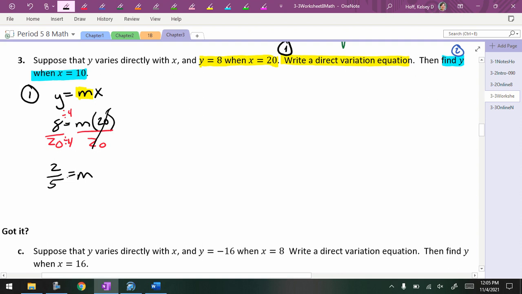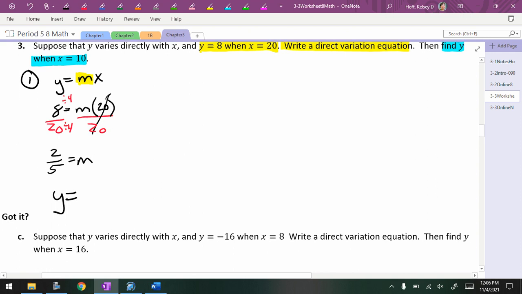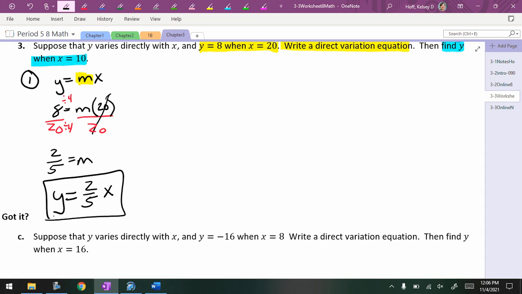Okay, to write the direct variation equation, you're always going to have a y. You're always going to have an equals. Instead of m, you're going to replace it with 2/5, and you're always going to have an x. Every single equation looks like this, other than you're going to have a different number for m. That's your first answer.